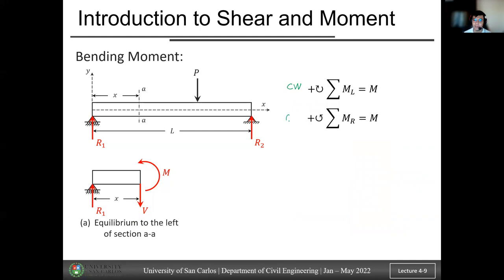So counterclockwise on the right side. So again, you just have to remember this so you don't have to go through the confusion of whether you're assigning it as counterclockwise positive or clockwise positive. Just memorize that on the left side, going up for shear is positive and clockwise is positive. Then for the right side of the beam, the cut portion would be going down is positive and then counterclockwise is positive.